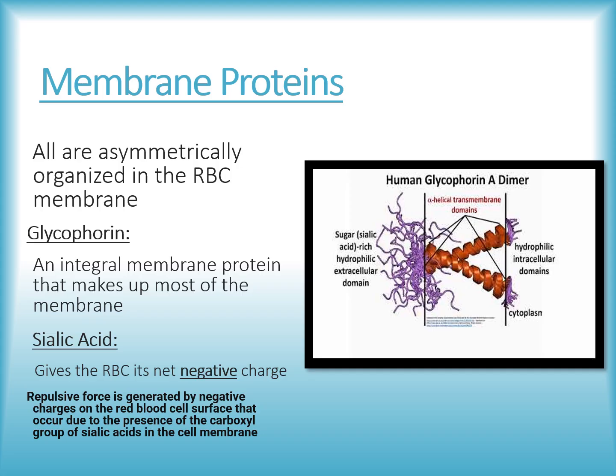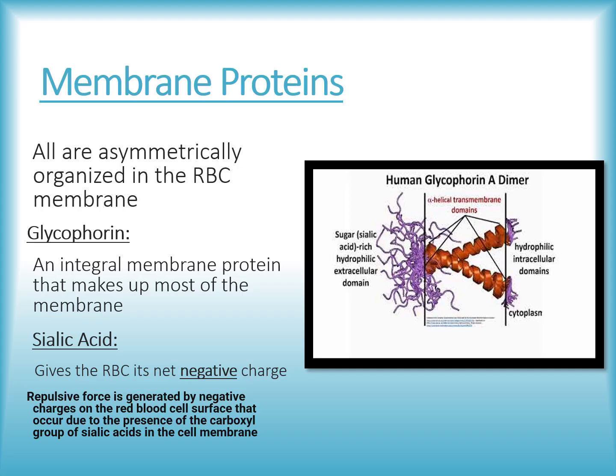In addition to the lipids and the phospholipids within our red cellular membranes, there are a couple of really important membrane proteins. These membranes are asymmetrically organized in the red blood cell membrane. And the two most important, we have one called glycophorin. It's an integral membrane protein that makes up most of the membrane. And then the last is sialic acid, which gives the red blood cell its net negative charge.